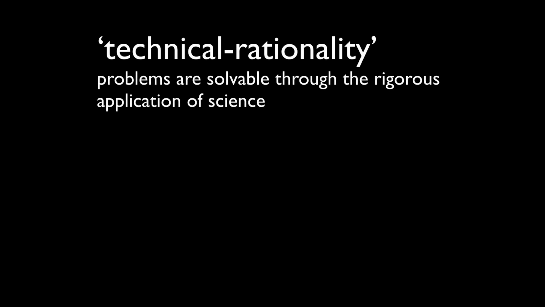He makes a contrast between what he calls technical rationality, which is the imposition that problems are solvable through the rigorous application of science. That's the assumption in many situations. There's something wrong, or there's something which needs to change. Therefore, I'm going to find what the protocol is, what the procedure is, and then I'm going to rigorously apply that, and something will change and move forward.